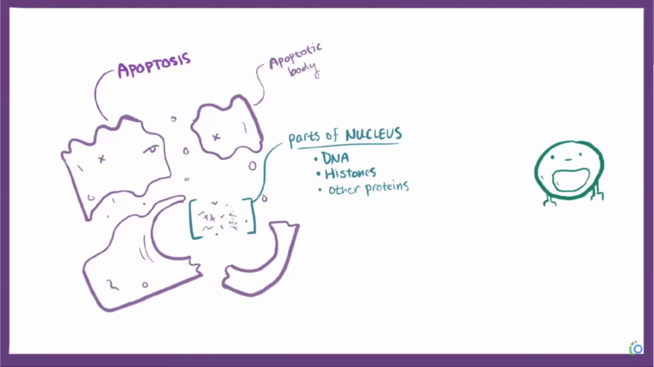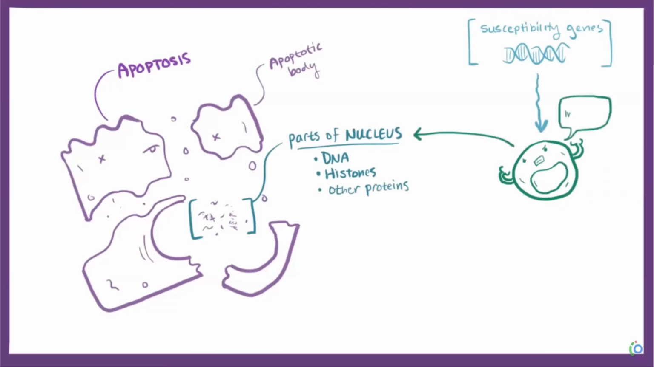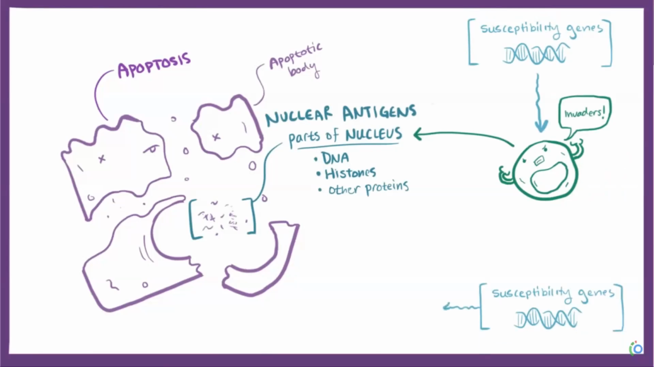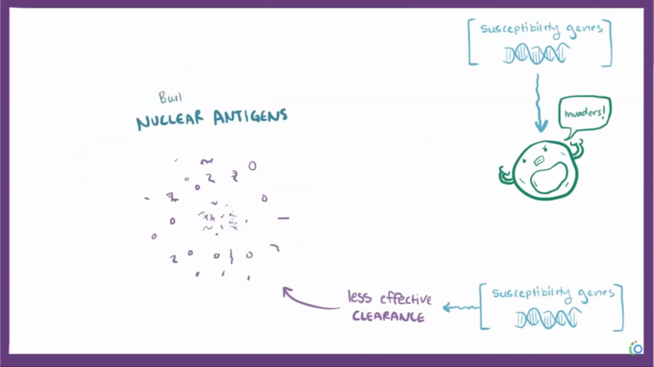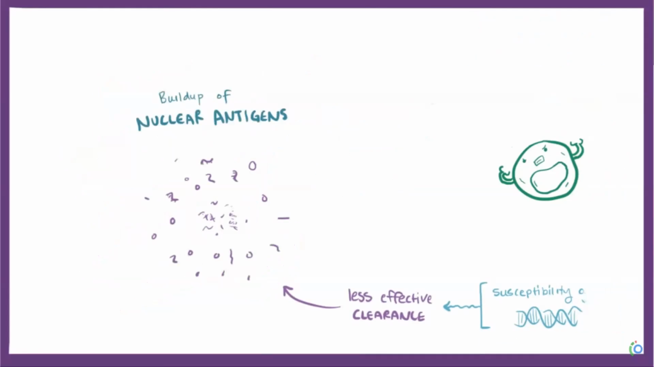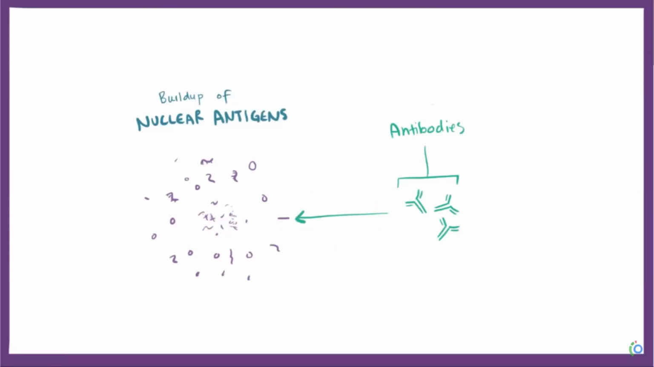Well, those susceptibility genes specifically have an effect on this person's immune system, such that their immune cells are more likely to think that these are foreign, or antigens. And since they're from the nucleus, we call them nuclear antigens. And those immune cells try to attack them. Not only that, though, susceptibility genes also cause this person to have less effective clearance, essentially meaning that they aren't as good at getting rid of these apoptotic bodies, and so they end up having more nuclear antigens floating around. This means that B cells might swing by, see them, and start the production of antibodies against these pieces of nucleus, which are called anti-nuclear antibodies. And these are present in almost all cases of lupus.